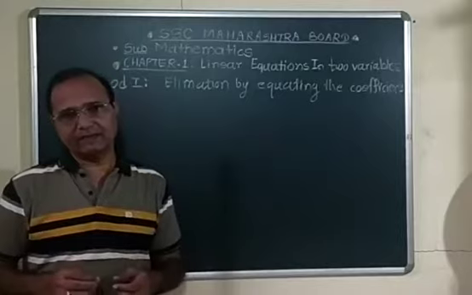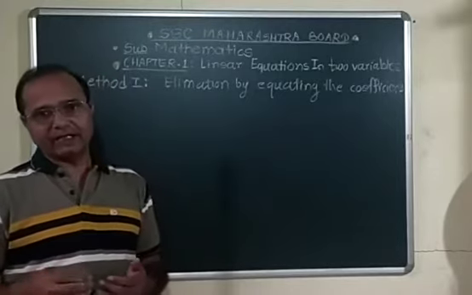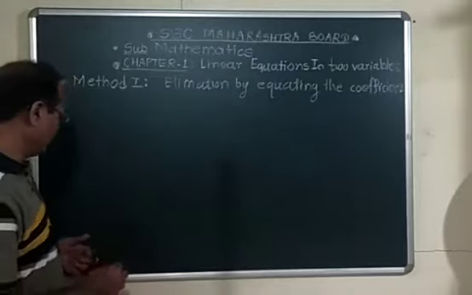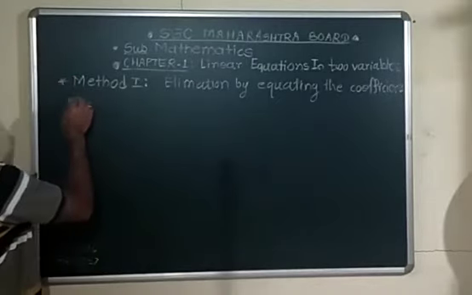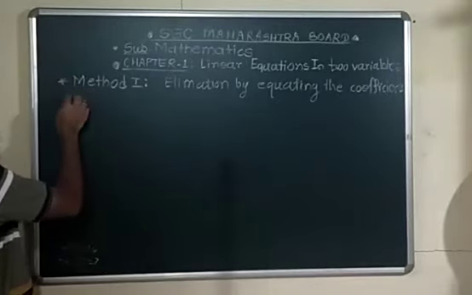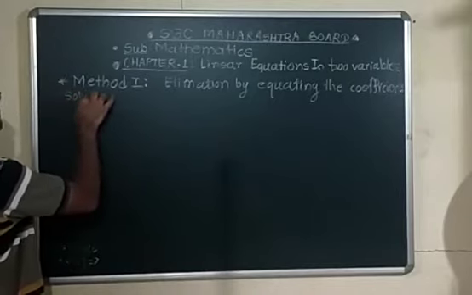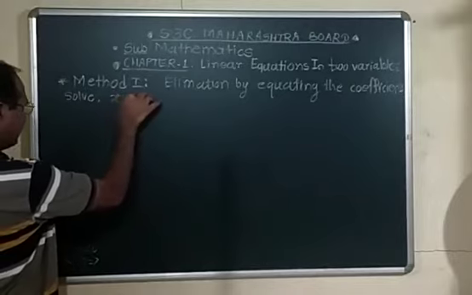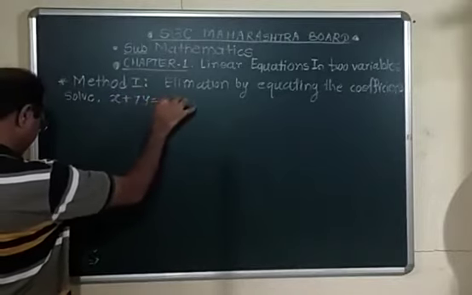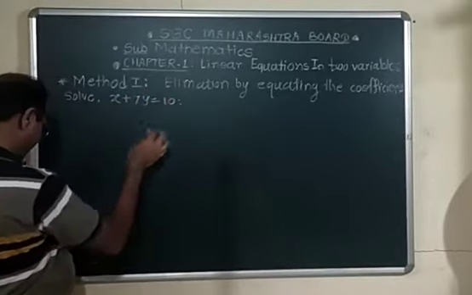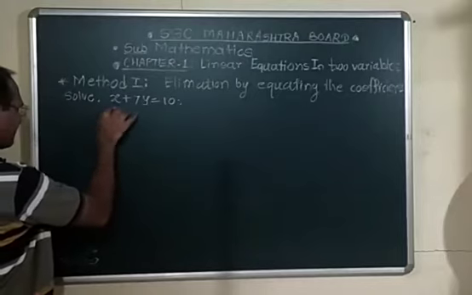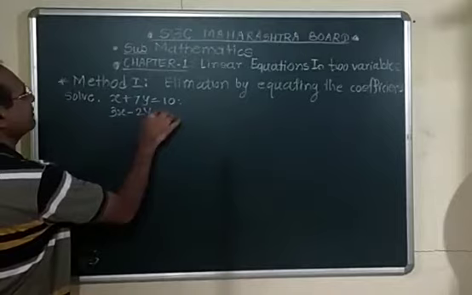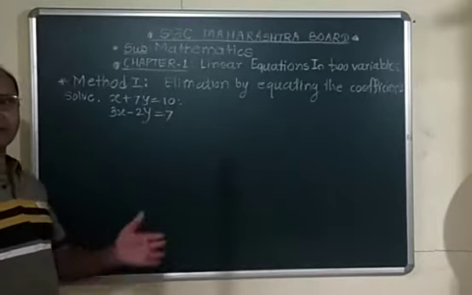Let us take one example, then you can understand how to eliminate by equating the coefficients. The question in an examination may be like this: solve x plus 7y equal to 10, and the second equation 3x minus 2y equal to 7. These are the two equations you have to solve.